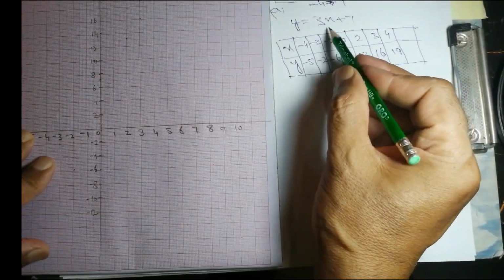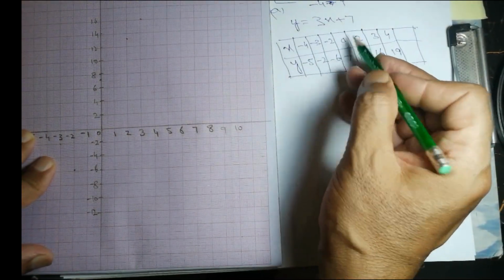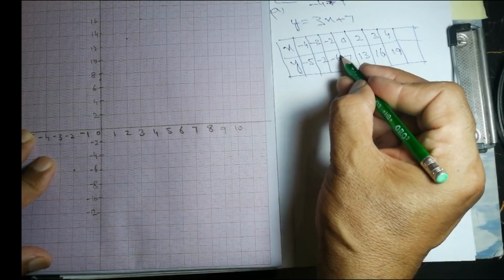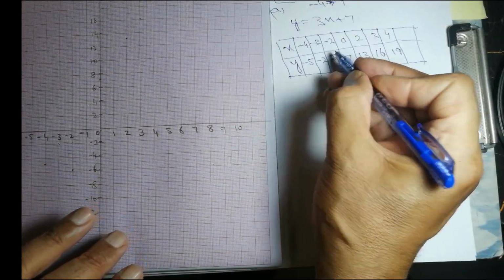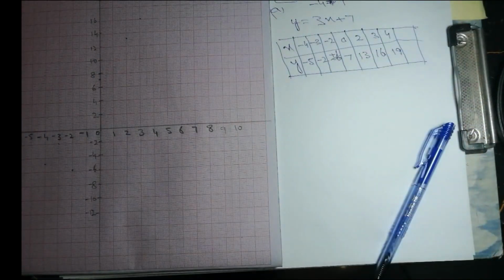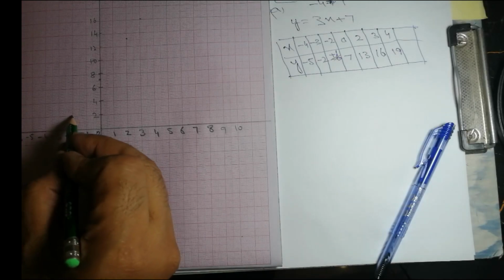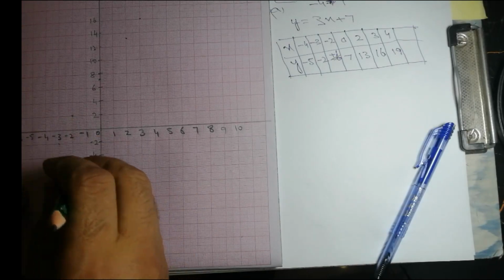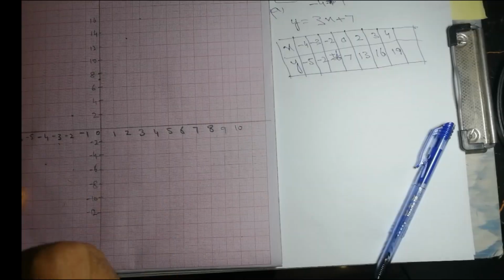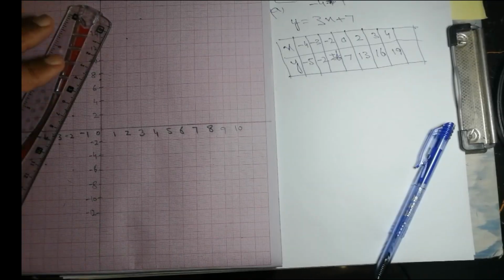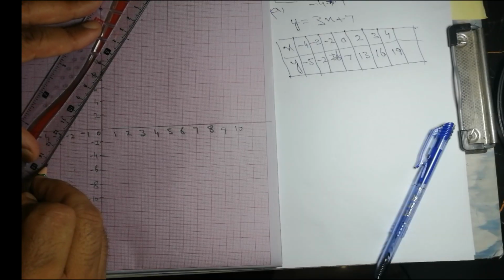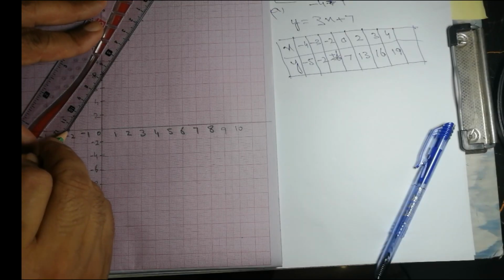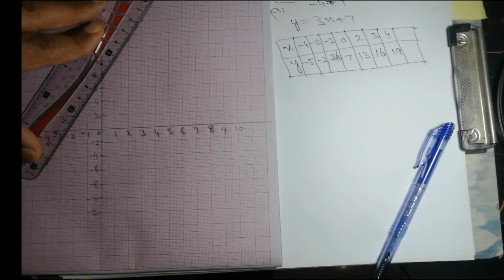If we put minus 2 here, minus 6 plus 7, this will be plus 1. Sorry, this is the wrong value. So this will be plus 1. So minus 2 against minus 2, there will be 1. This value is wrong, not this one. So if we now draw the line through joining all the points, this is the line.